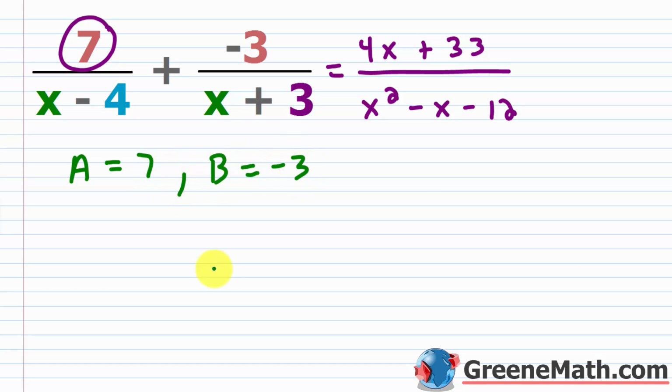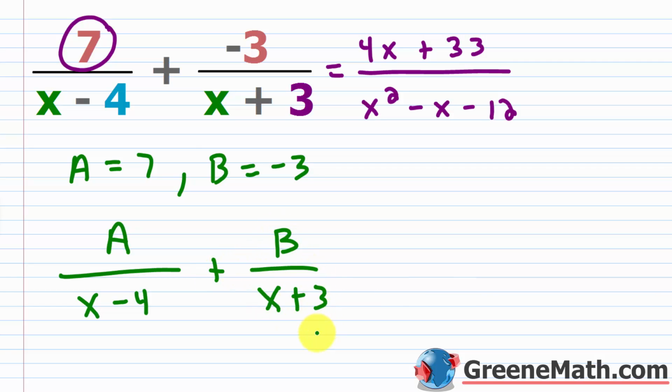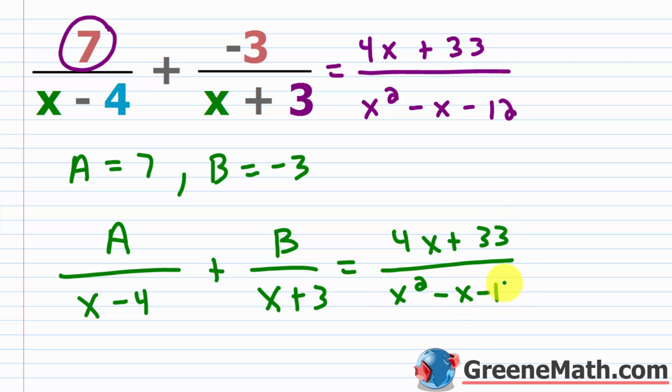negative 3. Again, the form that we had, we said that we had a over x minus 4, and then plus b over x plus 3. Okay? So again, this is equal to this. So we can say this is equal to 4x plus 33 over x squared minus x minus 12. So again, a is 7 and b is negative 3. And again, we already knew this because we started out with this problem in this format. We went this way, and now we've gone in reverse.